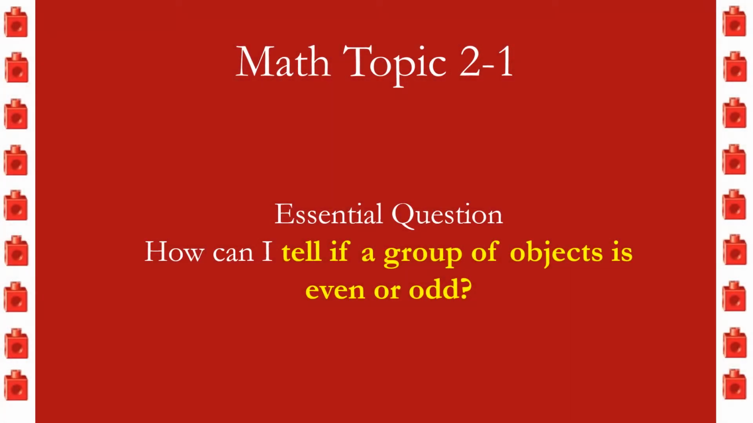Boys and girls, hello, and finally, I can say welcome to Math Topic 2-1. The test is behind us, and that very long Topic 1 is behind us also. So now we can move on. This is a much shorter chapter, which is really good news. So our essential question is, how can I tell if a group of objects is even or odd? I think you're going to like this topic.